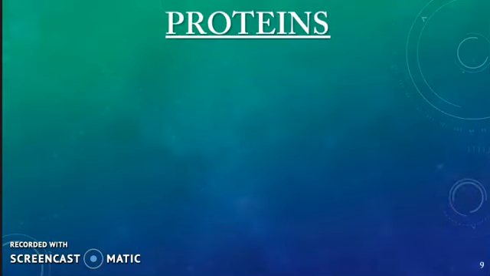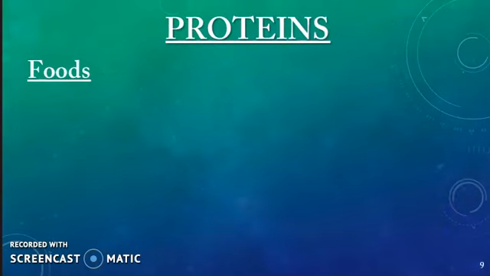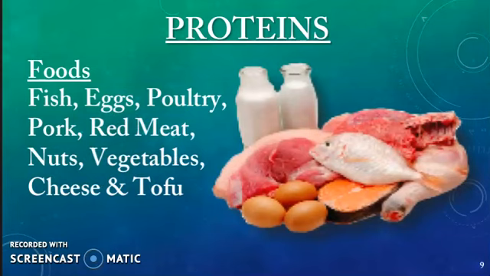All right, so speaking of proteins, let's look at proteins next. Proteins are going to come in the form of fish and eggs and poultry and pork and red meat and nuts and vegetables, cheese and tofu. Now, I'm not a big fan of tofu, but apparently it has a fair amount of protein in it.